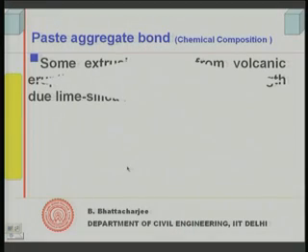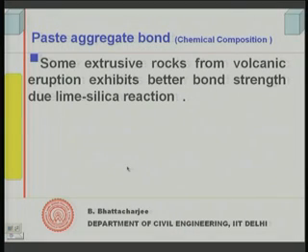So, that is the idea. Okay, so we can follow it up further and look into paste aggregate bond, the chemical composition of the aggregate. Most of the aggregates are supposed to be inert, like if you have quartzite, granite, etcetera. These aggregates are inert to everything, therefore they are inert to the cement also. So, there is hardly any chemical bond existing.